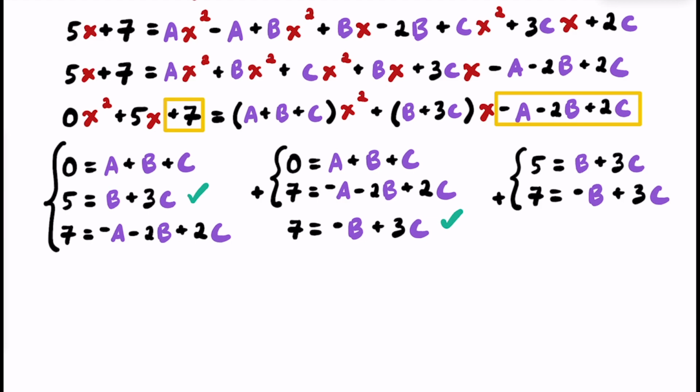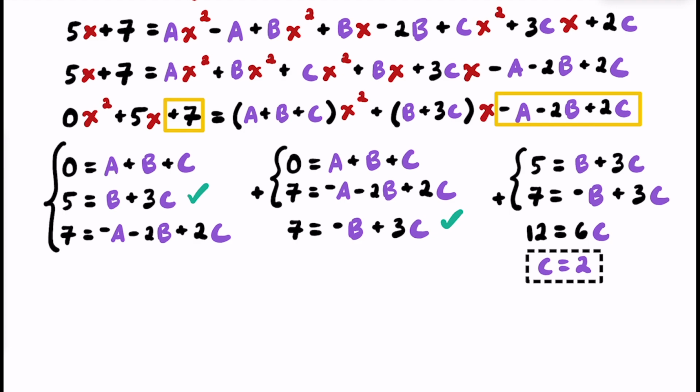So on the left side, 5 plus 7, that's going to be 12. And then the b plus negative b are going to get eliminated. Then 3c plus 3c is going to be 6c on the right side of the equation. If we divide both sides by 6, we're going to say c is going to be equal to 2.